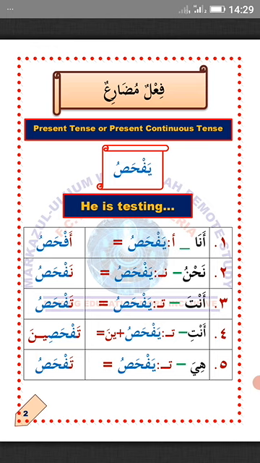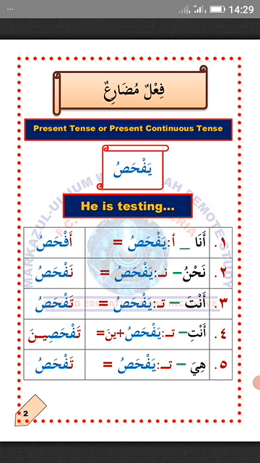Ithnan, number two. Nahnu, we. So how do we change the verb yafhasu to suit nahnu? All you need to do is to detach ya'un and attach nunun. So the verb yafhasu will now become nafhasu, which means we are testing.